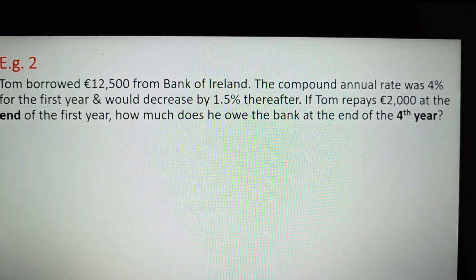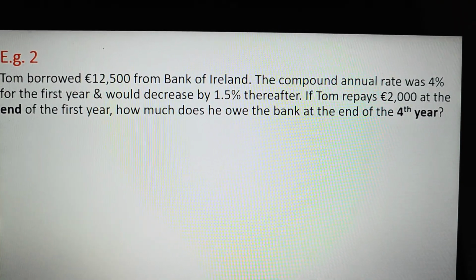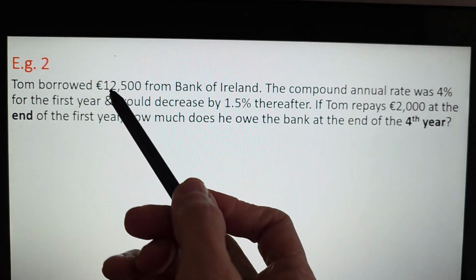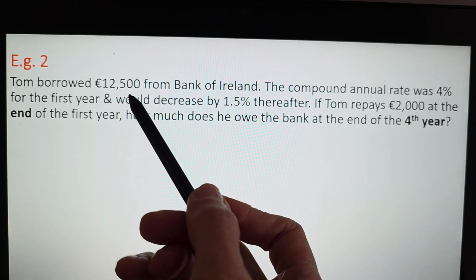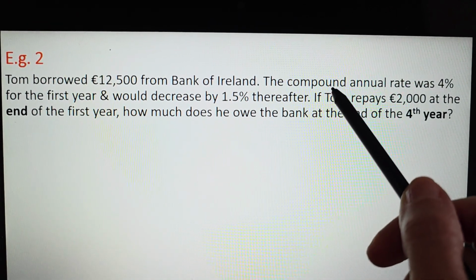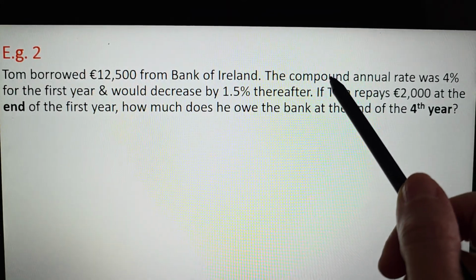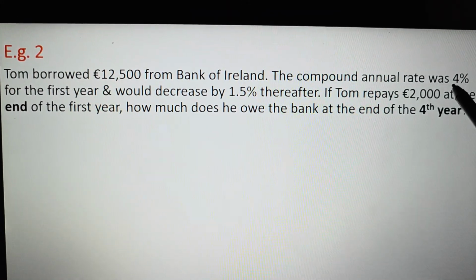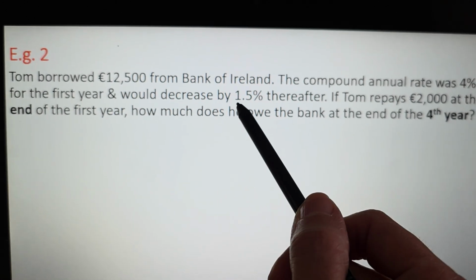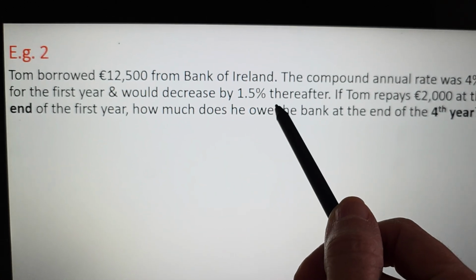Example 2. Tom borrowed 12,500 from Bank of Ireland. Okay, so now we are borrowing. So that's going to be my value for P. That's the amount he borrowed originally, the loan. The compound annual rate, the word compound tells me I'm going to be using the compound interest formula. So the compound annual rate was 4% for the first year.